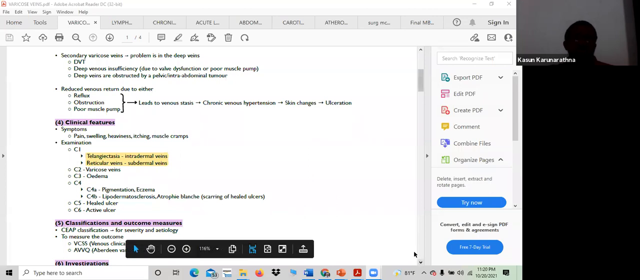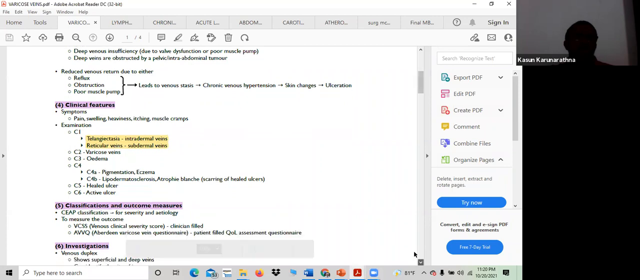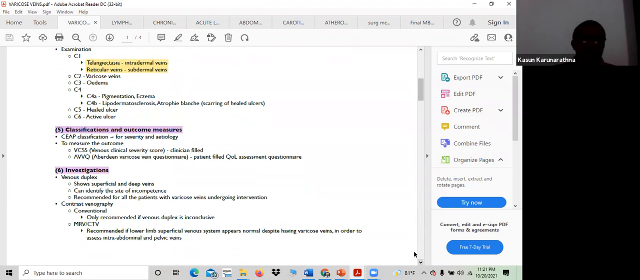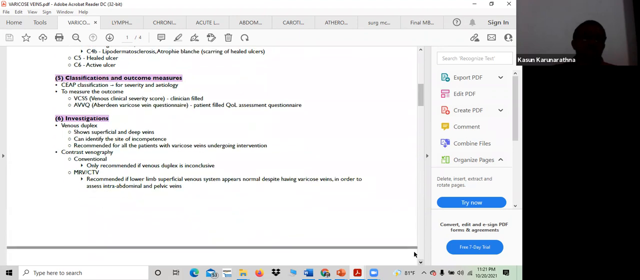C1 is telangiectasia and reticular veins, C2 varicose veins, C3 where the patient gets edema, C4 where the patient develops complications with varicose veins: pigmentation and eczema, lipodermatosclerosis or atrophie blanche. C5 is a healed ulcer and C6 is an active ulcer. Right? From C4 onwards, the patient has developed complications due to chronic venous hypertension.